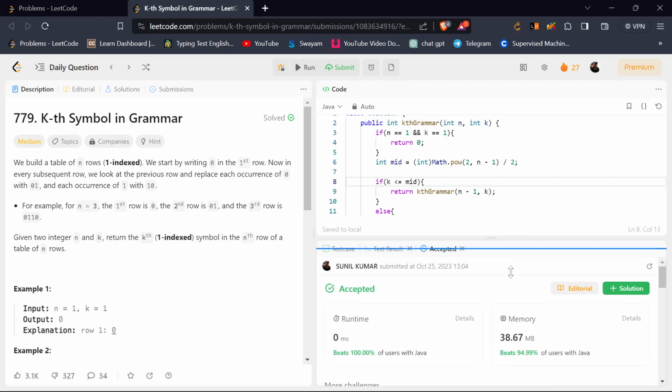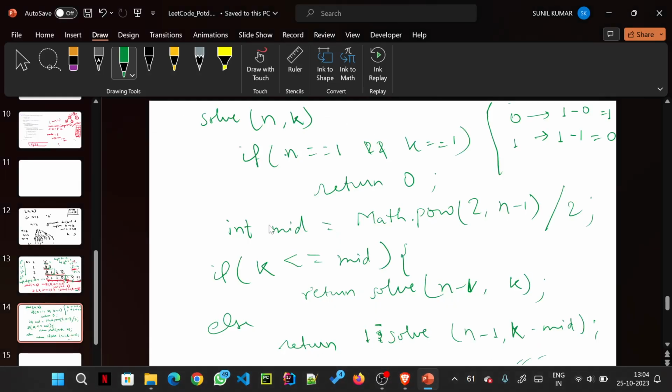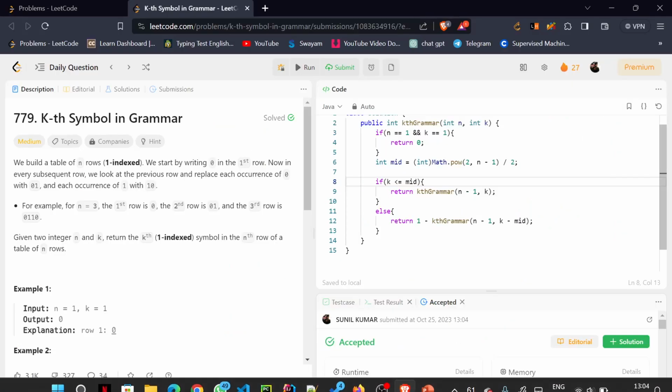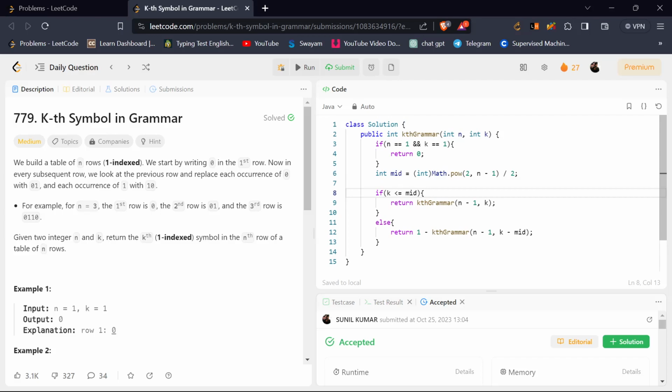So let me discuss its time and space complexity. What will be the time complexity? Let's assume for n, we call n minus 1. For n minus 1, it calls n minus 2, n minus 3. Either this condition runs or that condition. There is no time where both conditions run. If this condition runs, then the other will not run, and every time we decrease n by 1.